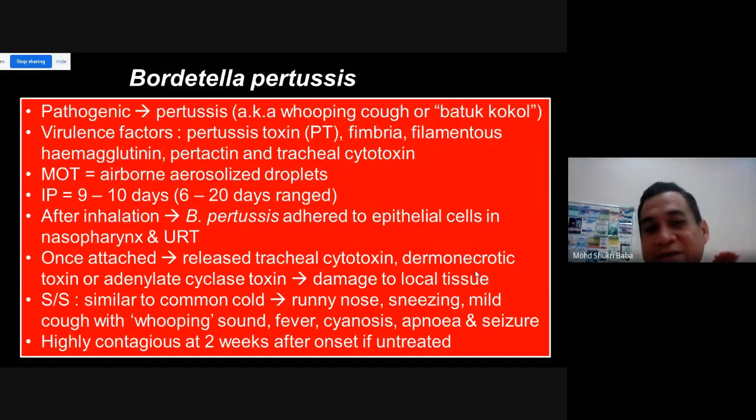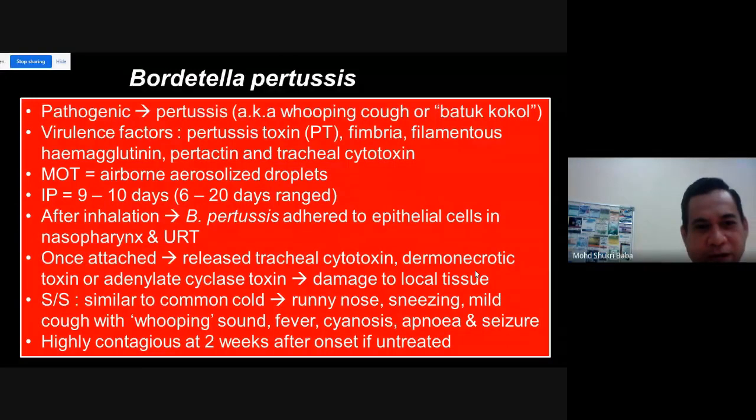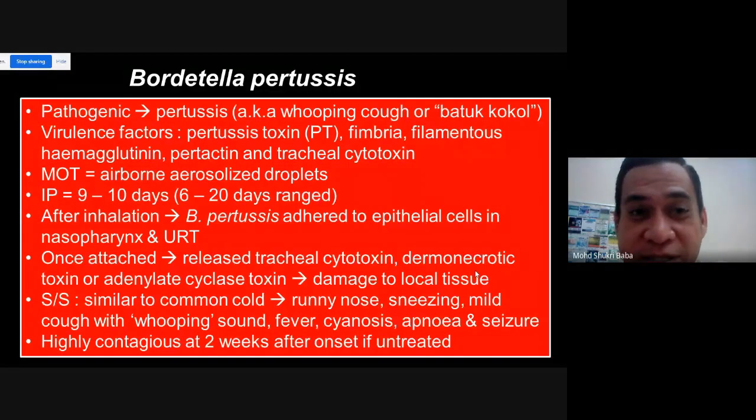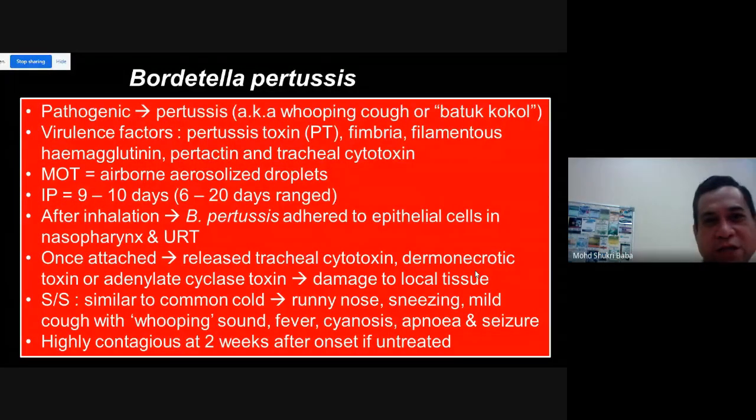That's why kita panggil whooping sound. Saya pun tak pandai nak bunyi macam mana. Cuba awak perasan okay? Nanti kalau balik rumah kampung, kalau awak nampak ada baby yang batuk seperti itu, cubalah dengan ilmu yang dapat hari ini, cuba tanya mak dia, ada dapat suntikan imunisasi untuk Bordetella pertussis tak?